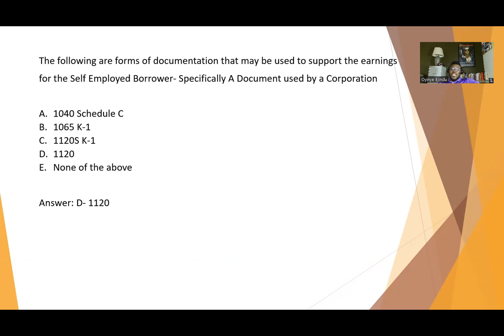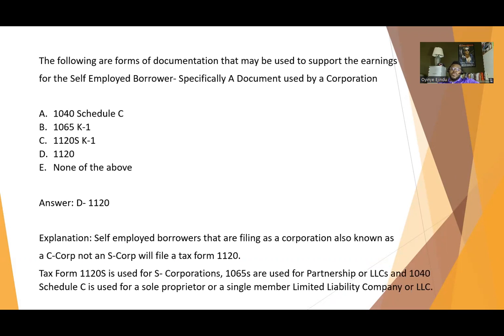The answer will be D, 1120, and the reason is self-employed borrowers that are filing as a corporation, also known as a C Corp, not an S Corp. So a corporation is considered a C Corp. There are also S Corps. The S Corps will file an 1120S. So here, the C Corp files a form 1120.